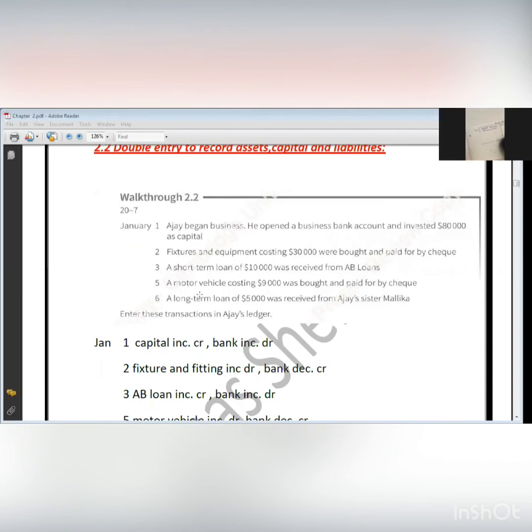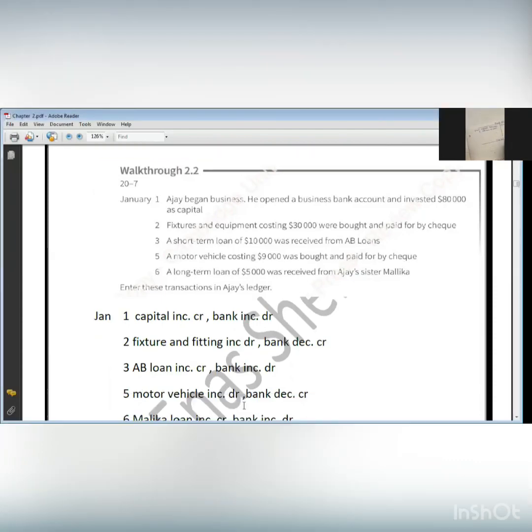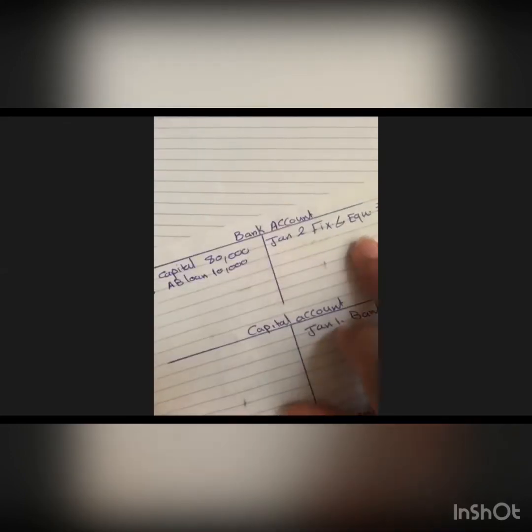So I have motor vehicle in debit, and I paid from where? I paid by check. So will my bank increase or decrease when I pay from my bank? My bank will decrease, so it will be credit. So here motor vehicle increase is debit and bank decrease is credit. Let's see how we're going to write this. I will go to bank on the credit side.